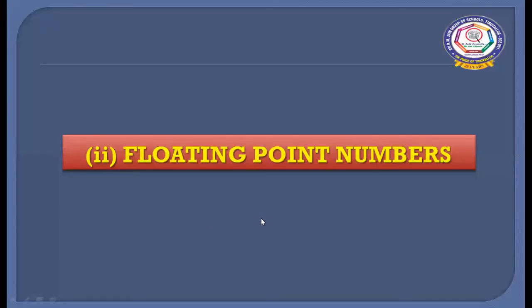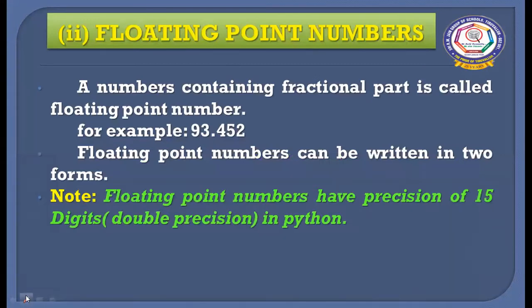Next, we are going to discuss floating point numbers. A number containing a fraction part is considered a floating point number. For example, 93.452 is considered a floating point number. It can be written in two forms. A floating point number can have a precision of 15 digits, that is a double precision in Python.